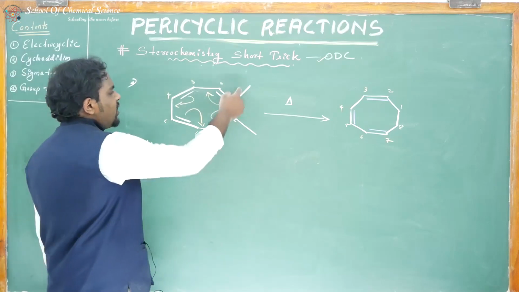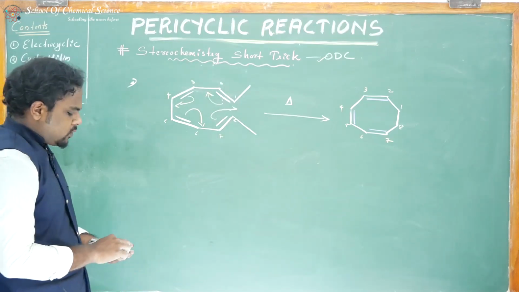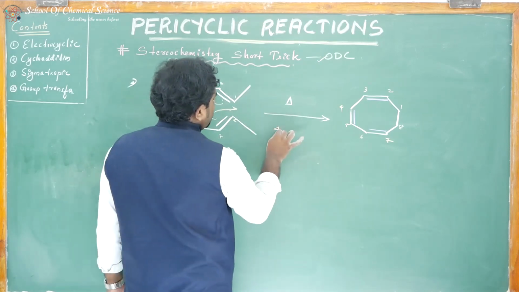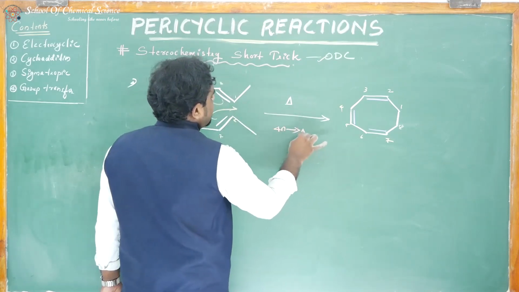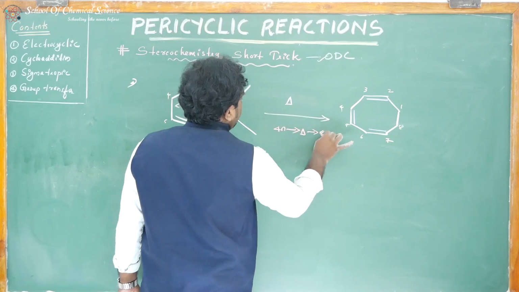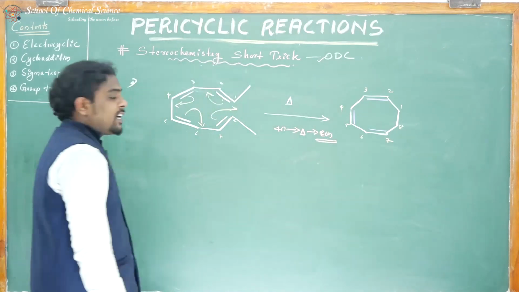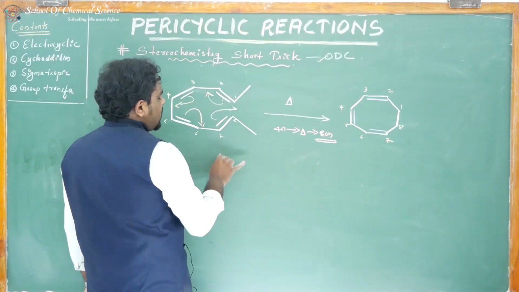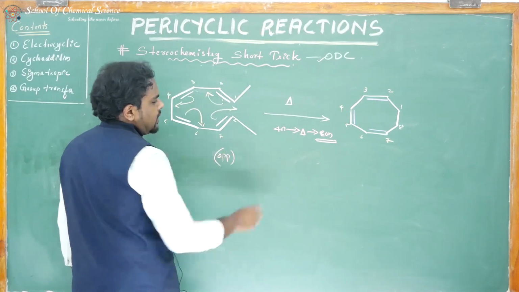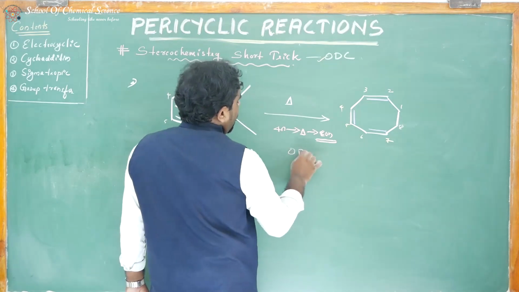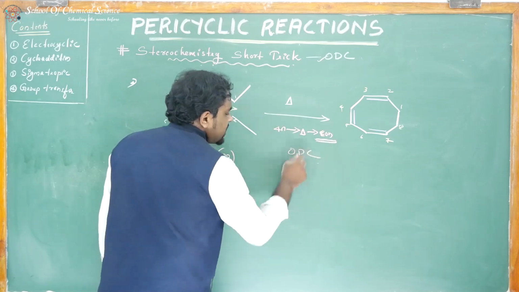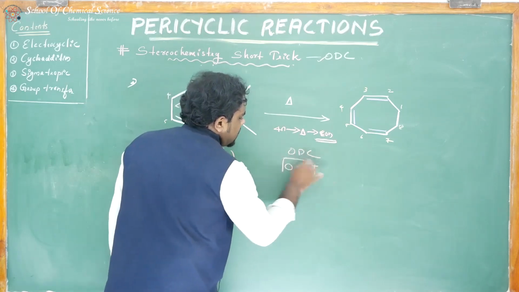You have to predict the stereochemistry of these two methyl groups. So what is your system? Your system is 2, 4, 6, 8, 8 pi electrons. So system is 4n. Condition is thermal. So rotation is con rotation. What about the position of substituent? One above, other below. So substituents are in opposite direction. You have to follow the ODC rule. Here substituents are opposite, but rotation is con, therefore trans.